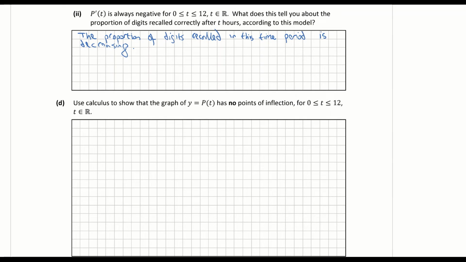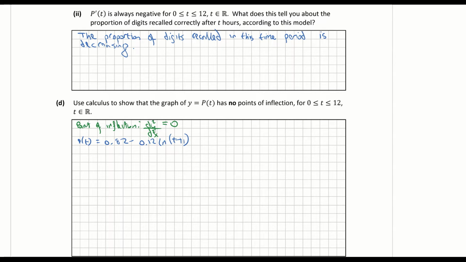Moving down then to part D, use calculus to show that the graph of y is equal to p of t has no point of inflection. So just recall here, how do we actually show or find the point of inflection? A point of inflection is found when your second derivative is equal to 0. So you solve your second derivative and let it equal 0. Now our function p of t from the previous page is 0.82 minus 0.12 ln of t plus 1.